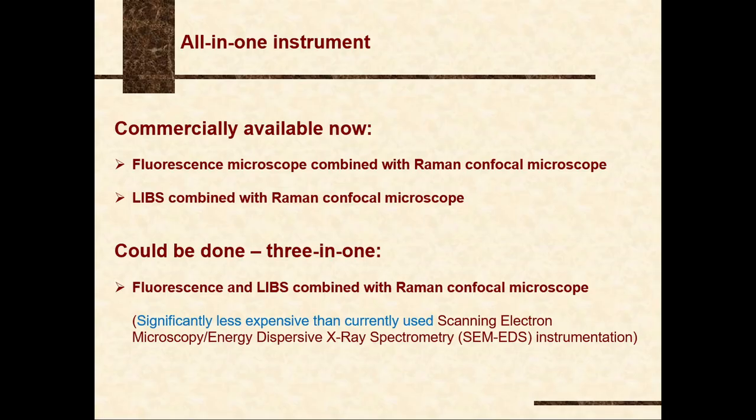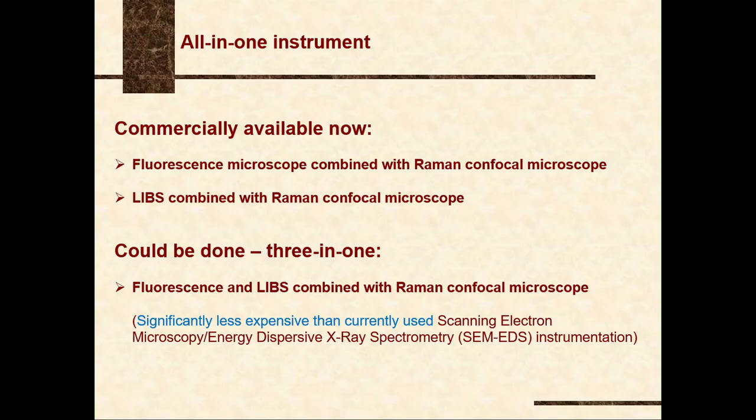I mentioned several times the one instrument. Why is it important that we are using one instrument? Well, for practical use, of course, it's important. You bring an evidence sample and you run it in one instrument. Also, you need to use different methods. And as already mentioned, fluorescence microscope combined with Raman confocal microscope exists already, and we used it.